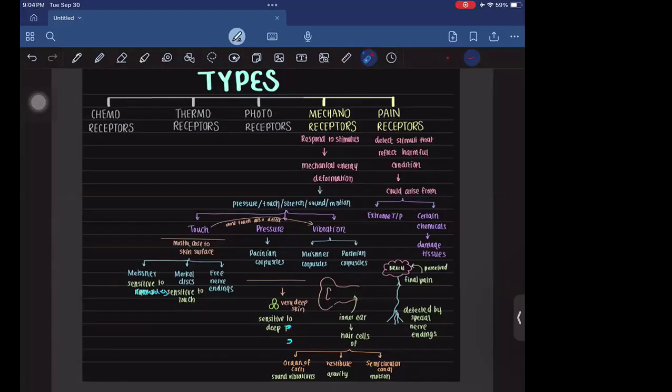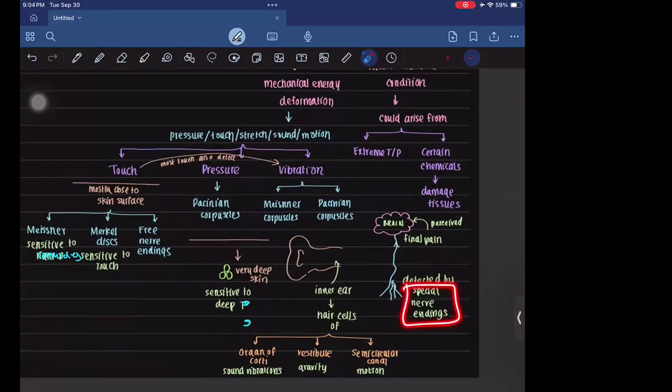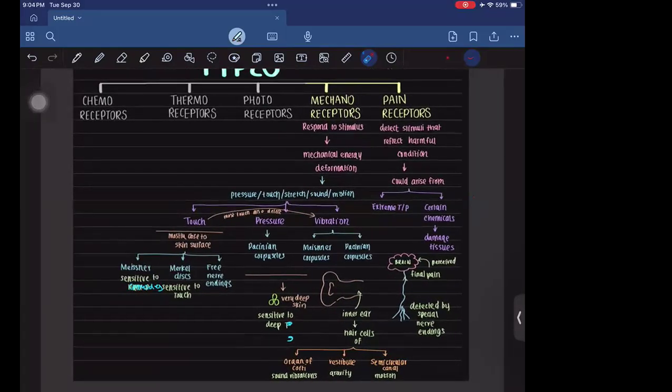Okay, so the pain receptors will have special nerve endings present in them. These special nerve endings will be detecting the pain, and finally the pain is going to be perceived by your brain, and then your brain will tell you whether you have to move your hand away from the fire or not. Okay, that's all about pain receptors. There are no special names or anything that you have to remember in pain receptors. The only thing you have to remember is what they will detect. They will be detecting stimulus, of course, which will be reflecting harmful conditions.